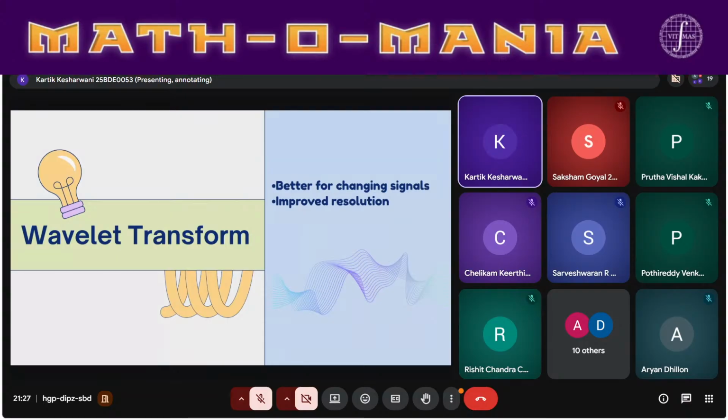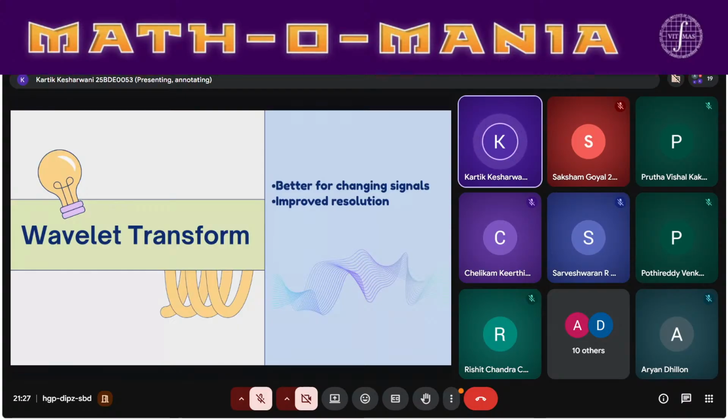Another important difference is that instead of using sine and cosine waves, the wavelet transform uses wavelets, which are small wave like functions that are localized in both time and frequency. Because of this, it provides better resolution, especially for analyzing signals with sudden changes such as edges in images or spikes in signals. It is widely used in image compression, medical signal analysis, and many other advanced applications.